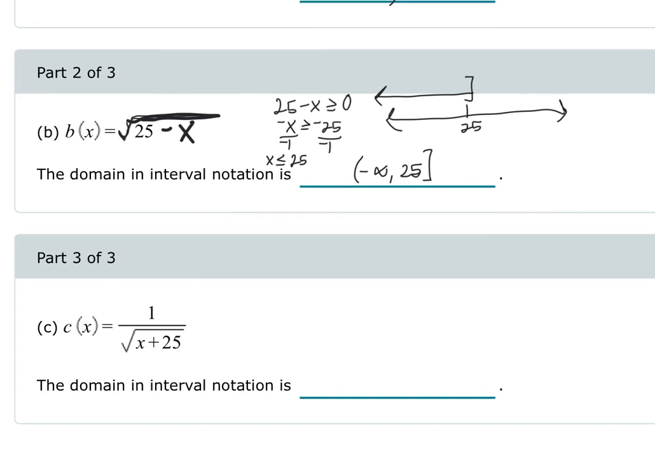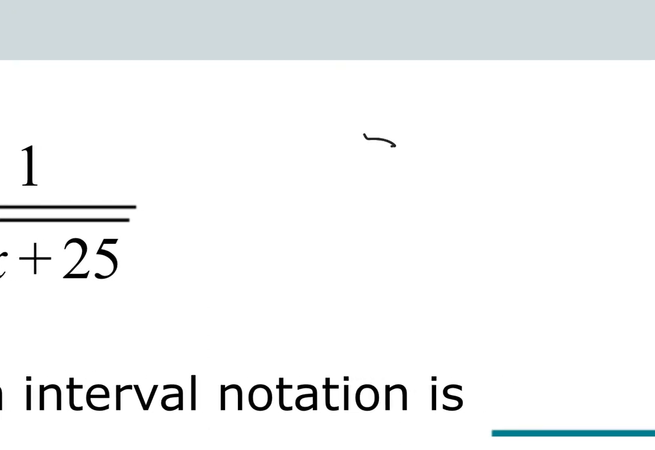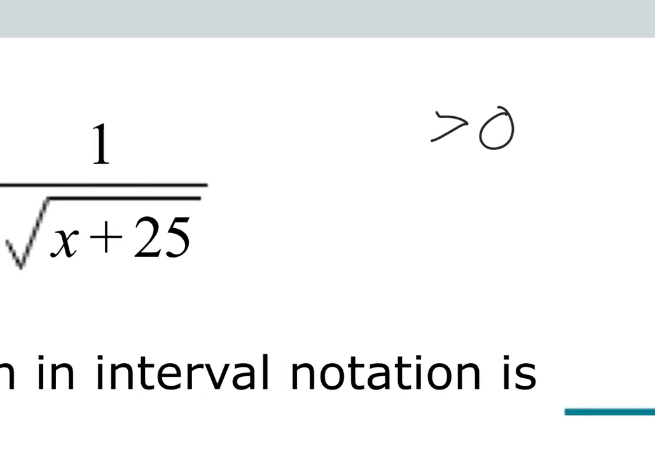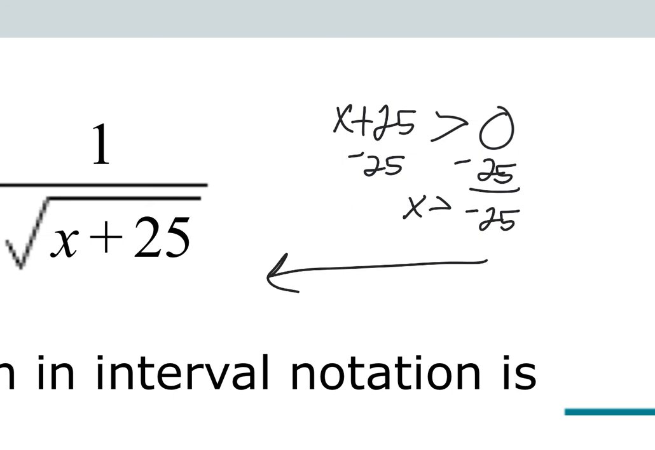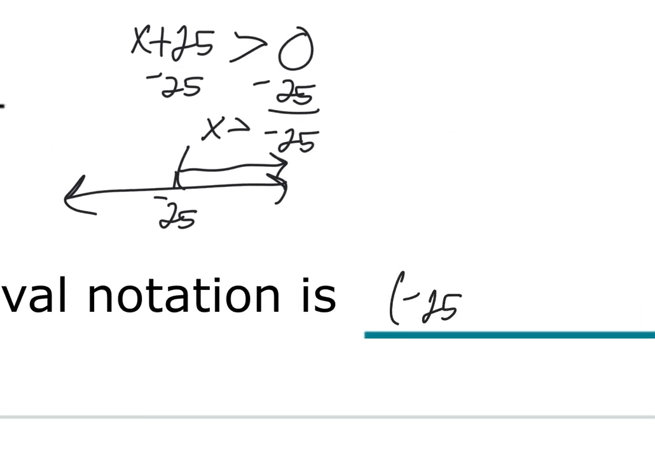Now, with the very last one, we have a square root, and we know we can't take the square root of a negative. So we normally set it greater than or equal to 0, right? Well, here's the thing. The square root's in the denominator, and denominators cannot be equal to 0. So instead of setting it greater than or equal to 0, I'm going to erase the or equal to symbol. And that's the only thing I want to do different. So x plus 25 has to be set greater than 0. I just subtract 25 from both sides. X is greater than -25, draw it on a number line, and this time it gets a parenthesis. So from -25 to infinity.